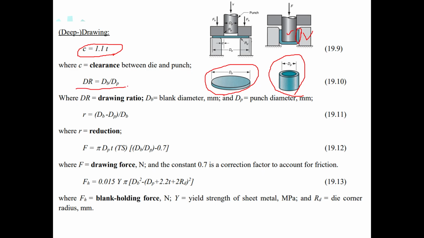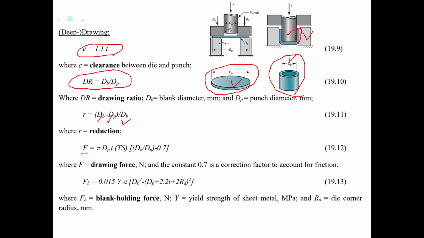Drawing ratio can be computed if we have the diameter of the blank and the size of the punch. If we have these two available, then we can compute the drawing ratio. Reduction, also if we have those same parameters, then we can compute the percentage of reduction as well.